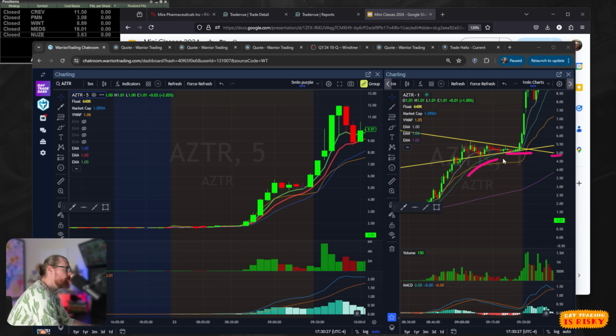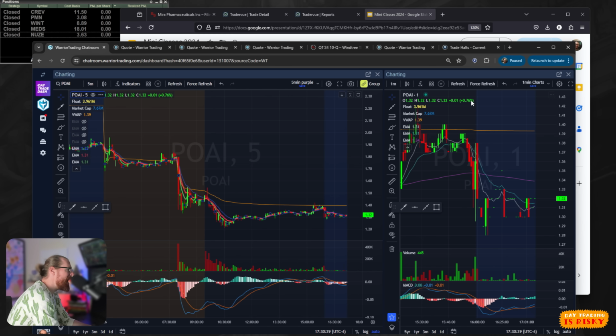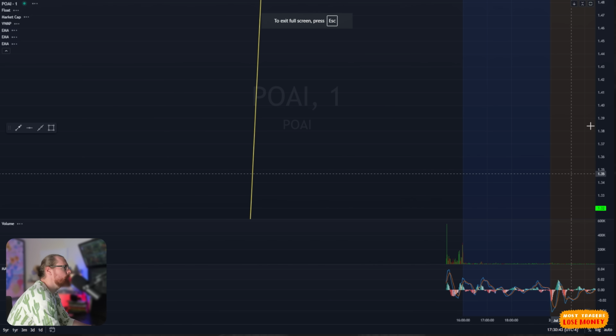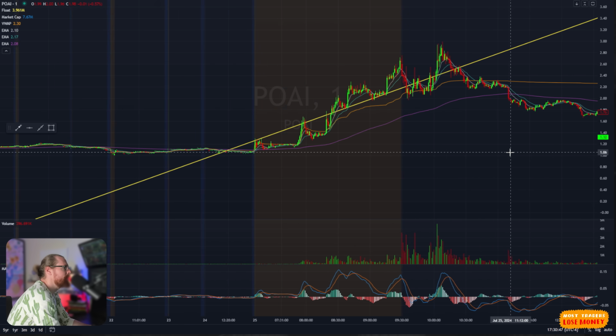So right here, we've got our moving average support. We've got the whole dollar. We've got ascending support here, propping it up. So it's like check, check, check. Now, if we look at POAI from yesterday, we'll do that on the 1-minute chart. So this one here, right in this area. So we're going to do something kind of similar here.